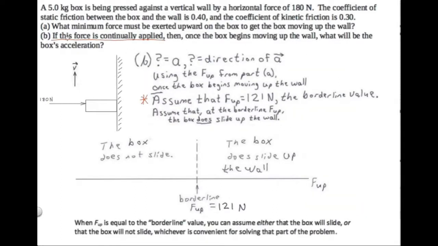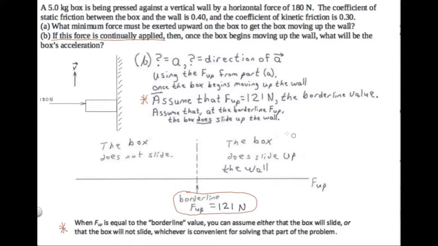So when part B says that this force is continually applied, what they mean is that we should use our value of 121 newtons for the magnitude of the upward force, which we determined in part A, and we should continue to use that value for the magnitude of the upward force in part B. So I'll make a note of that here. Of course, that means that we're going to continue to assume that the upward force is at the borderline value, at which the object is on the borderline between sliding up the wall and not sliding. Now, at the borderline value, we can assume either that the box will slide or that the box will not slide, whichever is convenient for solving this particular part of the problem.